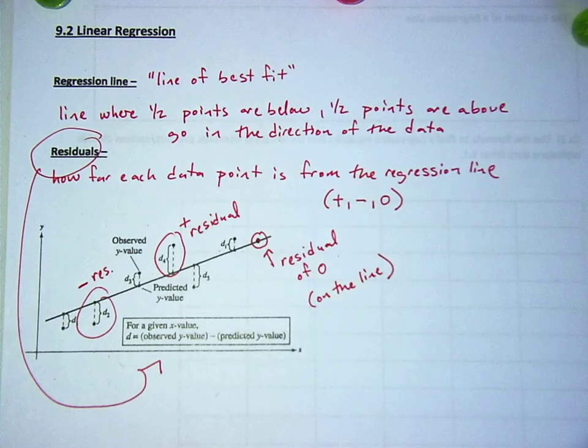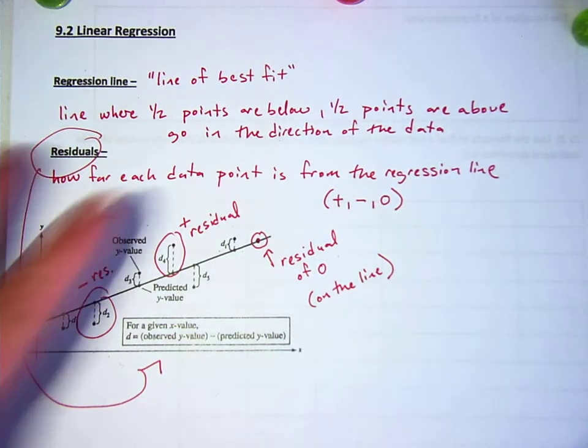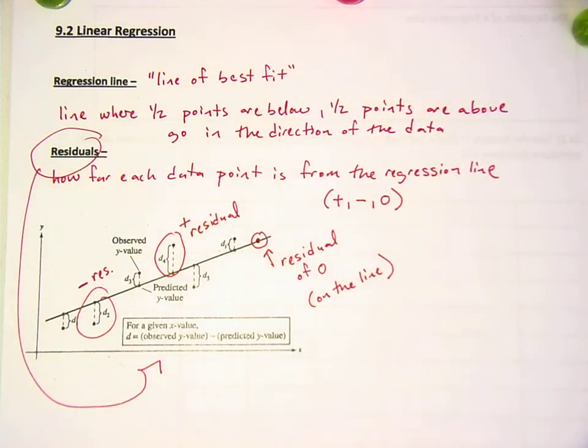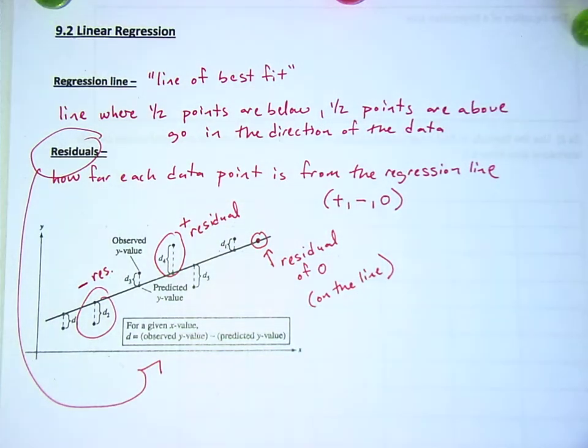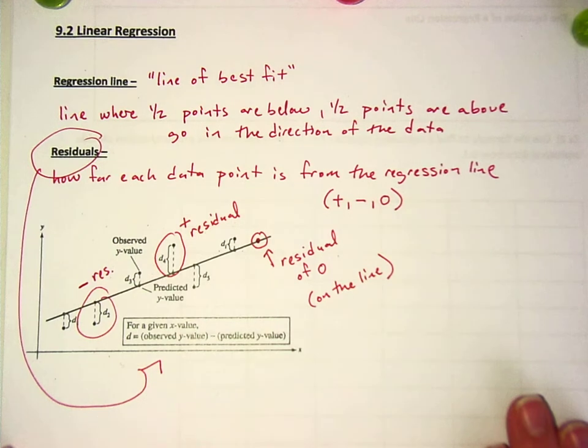So the goal of a regression line is to make all these residuals minimal, right? And that would make it fit the data the best, to make all those differences the smallest.